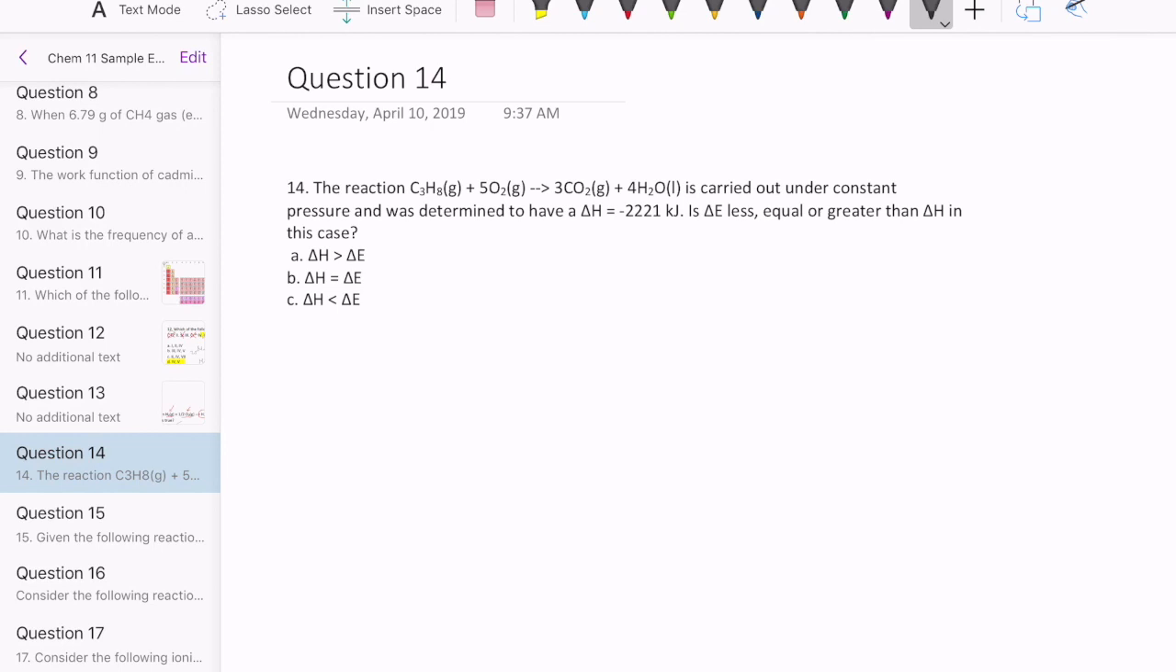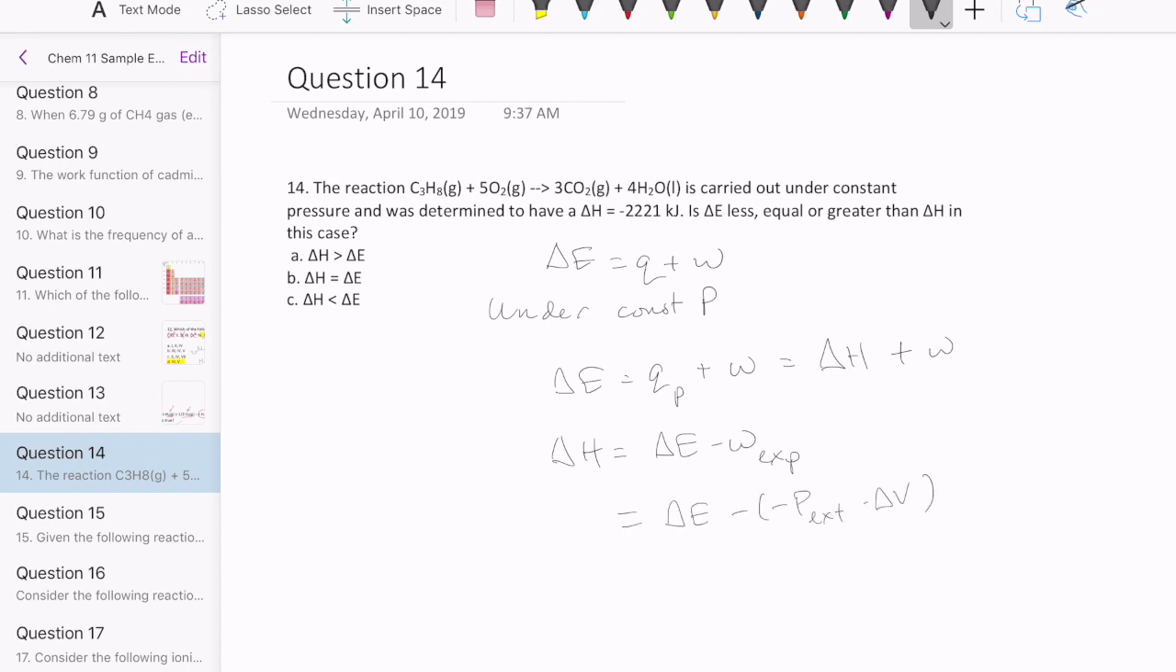In order to answer these questions, you have to remember the relationship between enthalpy and energy. And that starts from this equation right here, where delta E we know is equal to Q plus W. And then under constant pressure, that heat we call Q sub P, or heat under constant pressure, which we can also call enthalpy change. So in other words, your delta H is equal to delta E minus W, but recall that in chemistry, the work that we care about the most is something called expansion work, and that expansion work has the following expression, negative P external delta V.